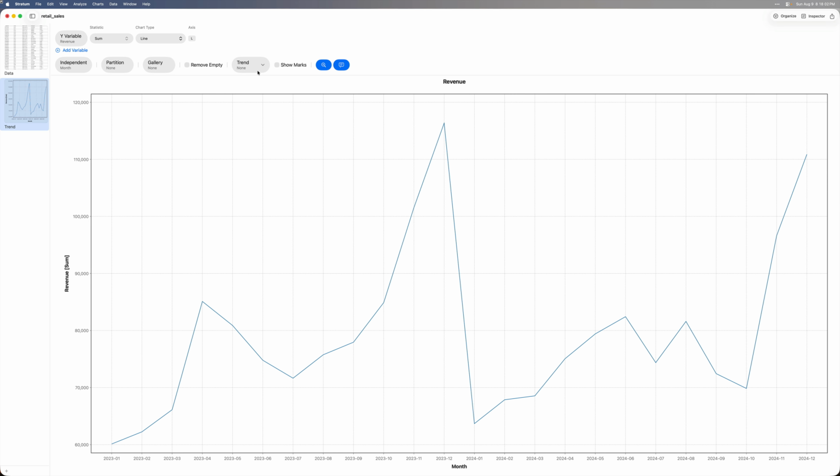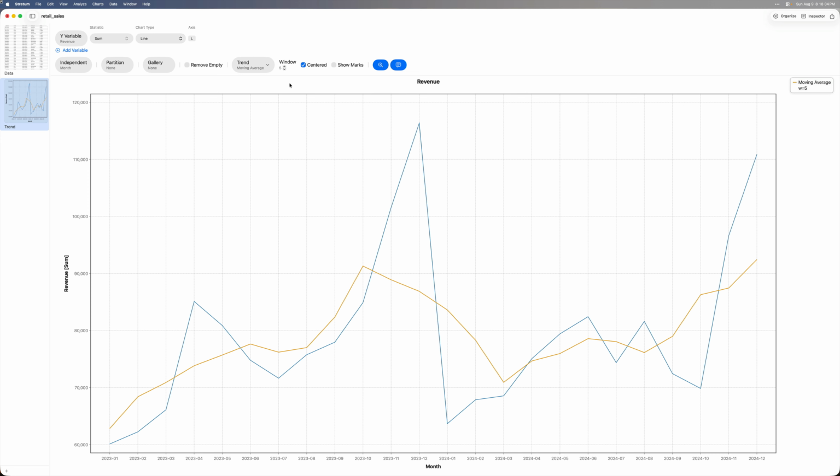The raw line jumps around, so let's smooth it. For a time series, the natural tool is a moving average. From the trend menu, I pick moving average and set the window to 12. Each point becomes the average of its 12-month neighborhood, so a whole year of seasonal swings cancels out and only the underlying direction is left.